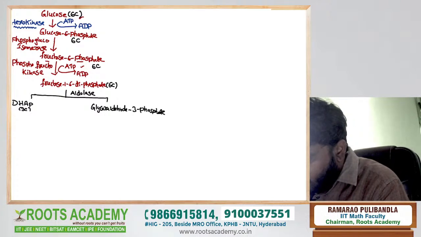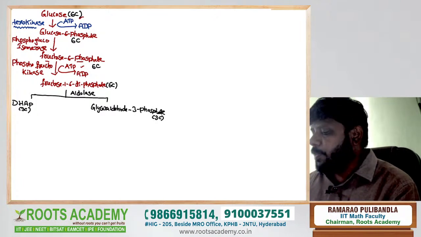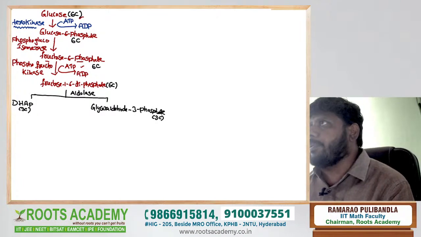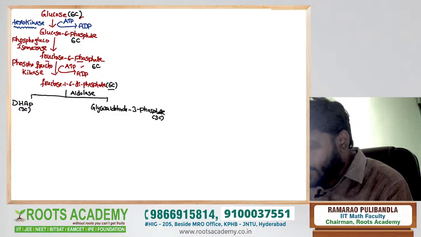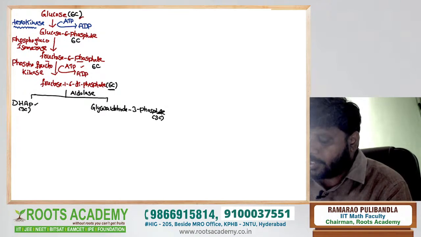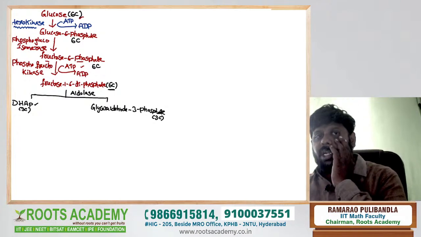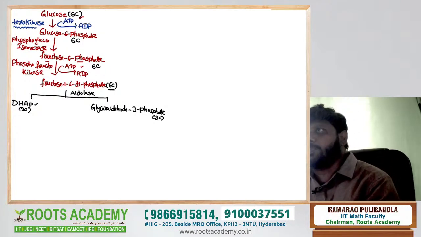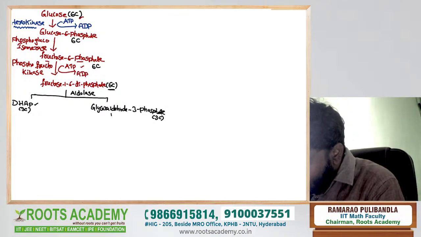Dihydroxyacetone phosphate is 3 carbon, glyceraldehyde 3-phosphate is also 3 carbon. That is, 6 carbon fructose 1,6 diphosphate is converted into 3 carbon dihydroxyacetone phosphate and 3 carbon what? Glyceraldehyde 3-phosphate. Clear?